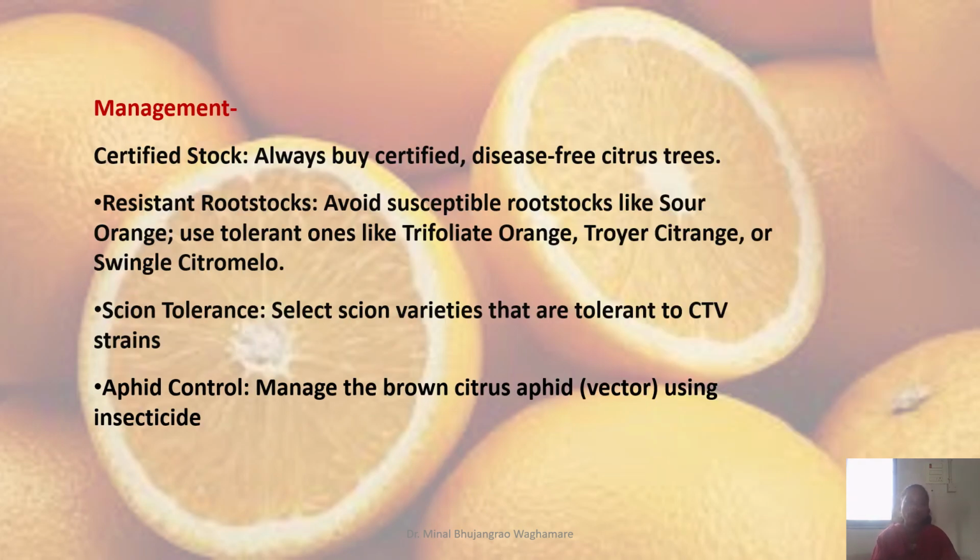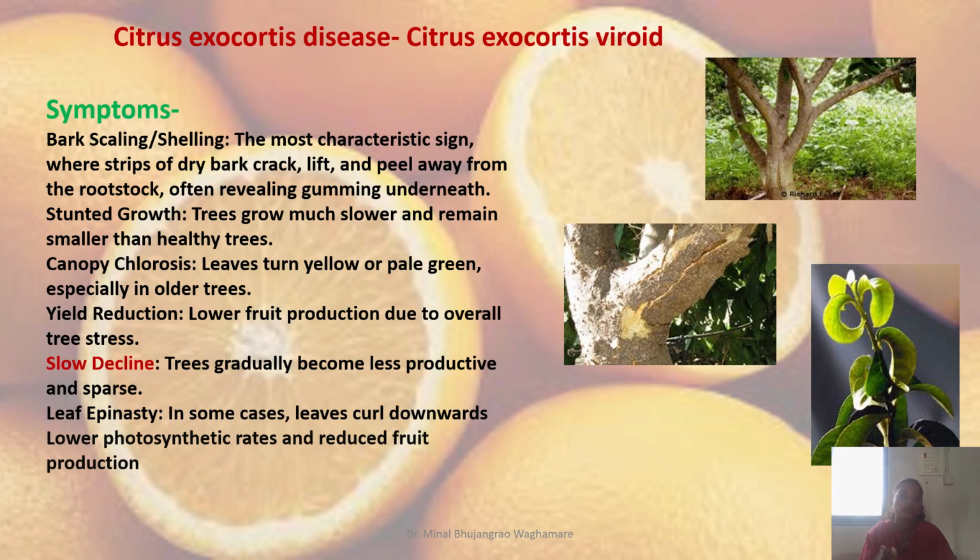Coming to the management, we have to use certified stock and disease-free citrus trees for plantation purposes. Avoid susceptible rootstocks such as sour orange, and go for tolerant rootstocks such as trifoliate orange and Sphingula citromela. Coming to the scion variety, we have to use a scion variety used in grafting which is tolerant to the Citrus Tristeza virus. This virus disease is transferred by the vector, that is aphid Toxoptera citricida. We have to manage the aphid with the help of insecticides, that is imidacloprid and chlorpyrifos.